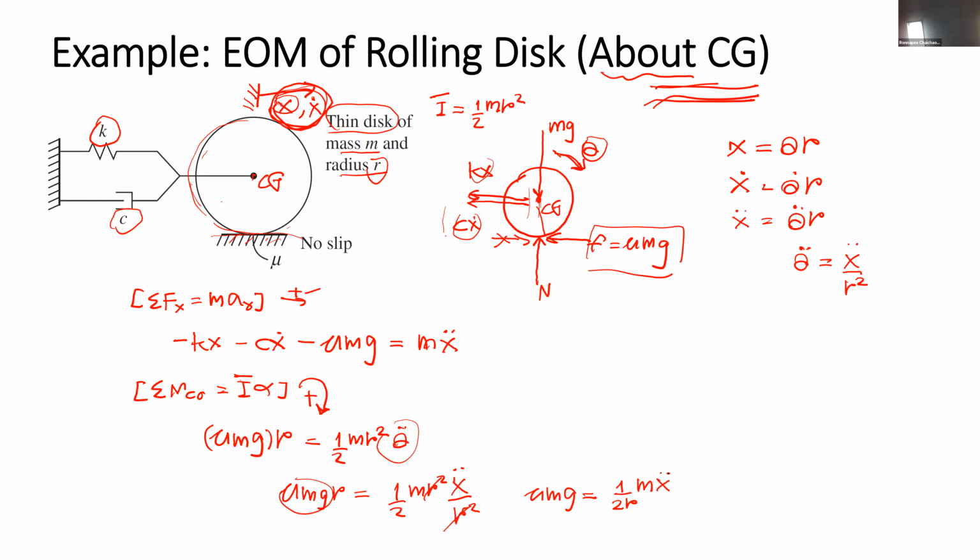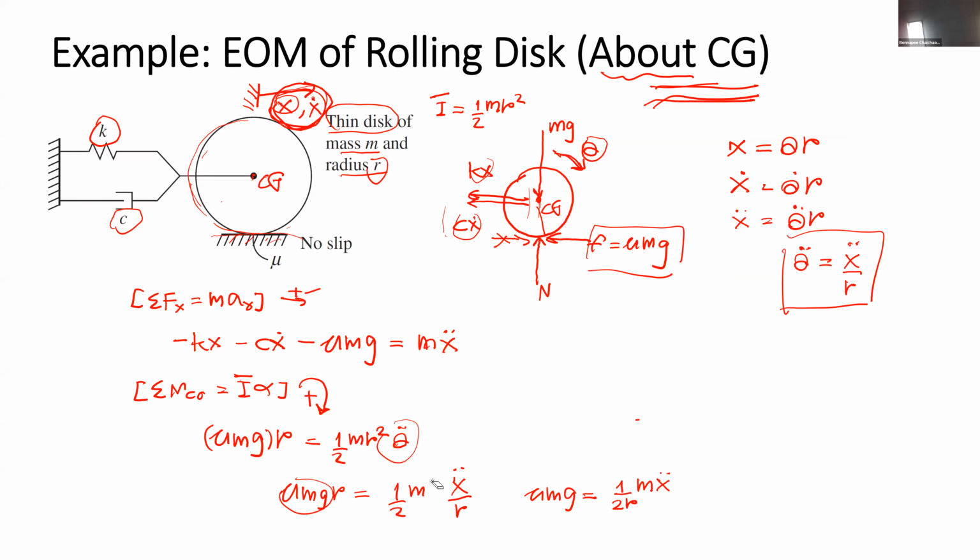I did something wrong. Why didn't you tell me? Okay, I'm sorry. Theta double dot is x double dot divided by r, not r squared. Okay. So here it is x double dot divided by r.